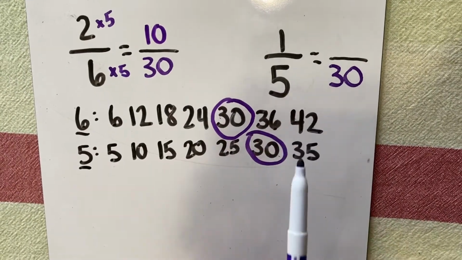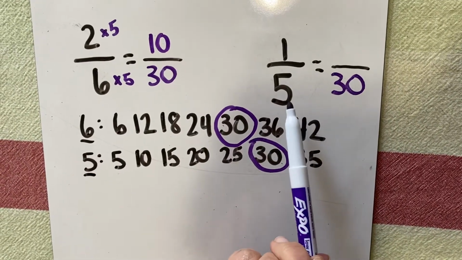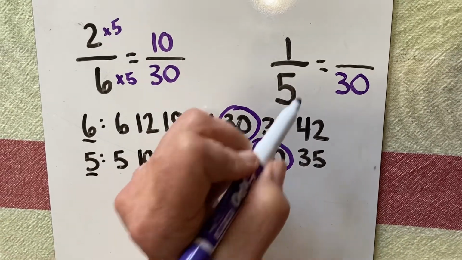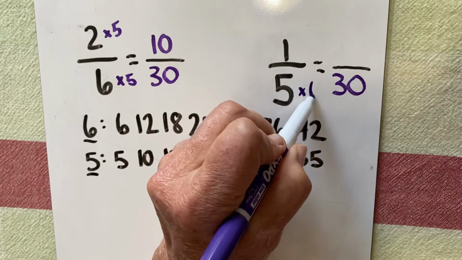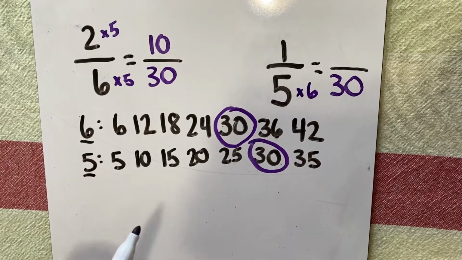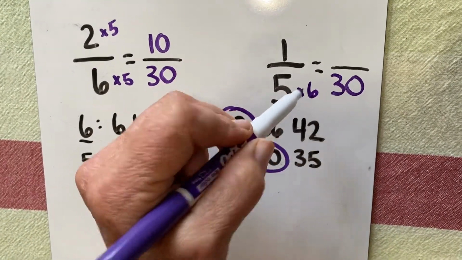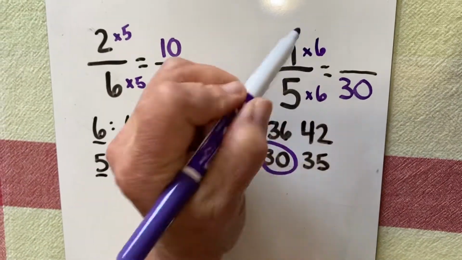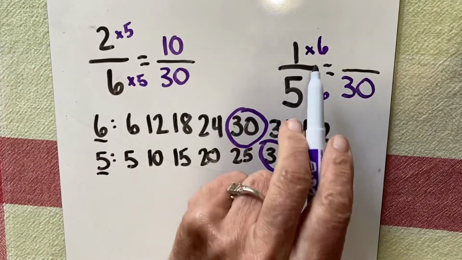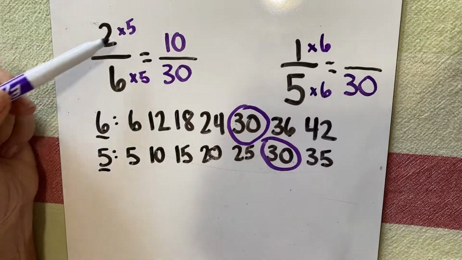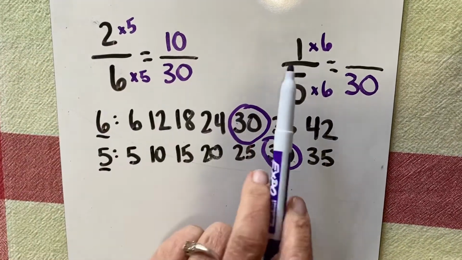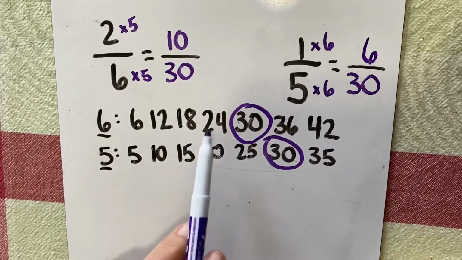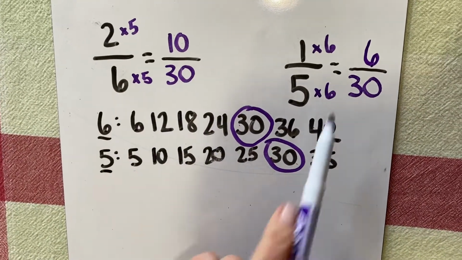This is a whole new problem. And I have to ask myself the same thing. What's my missing factor? 5 times what is 30? And I know that's 6. 5 times 6 is 30. So again, whatever I do to the bottom, I gotta do to the top. And so I multiply the top by 6. Not 7, not 12, it's 6. It has to be the same. 5 over here, 6 over here. And 1 times 6 we know is 6. Voila! Now I've made two equivalent fractions.